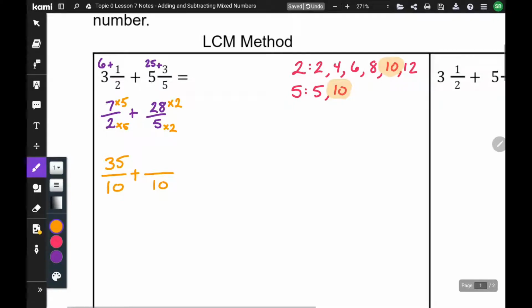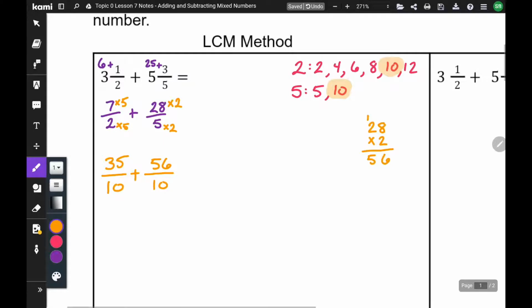This one, if you need to go off to the side and show your work on that, that is perfectly fine. So over here off to the side, I'm going to show 28 times 2. 2 times 8 is 16. Carry my 1. 2 times 2 is 4, plus 1 is 5. So my new numerator is 56.